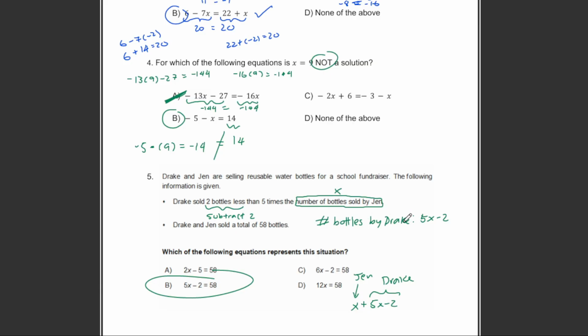So if you define your variable, you show all your work, you understand what this expression actually means, you won't accidentally circle B, okay? This is just Drake, right? Like I said, it doesn't say that Drake sold 58 bottles. It says Drake and Jen sold 58 bottles. So it's not this, it's whatever I wrote over here. So this is equal to 58. But we're not done yet because we have two like terms on the left, and we can combine these two. That's going to give you 6x minus 2 equals 58. And so your answer would be C, okay?